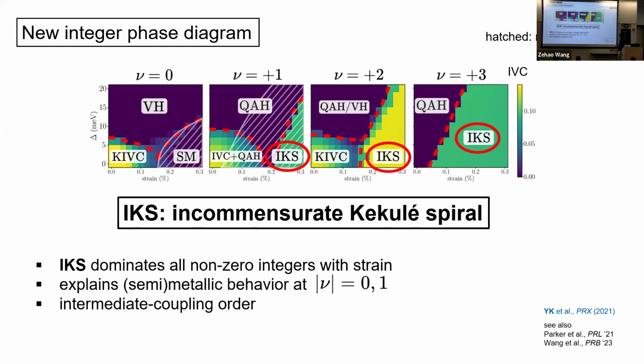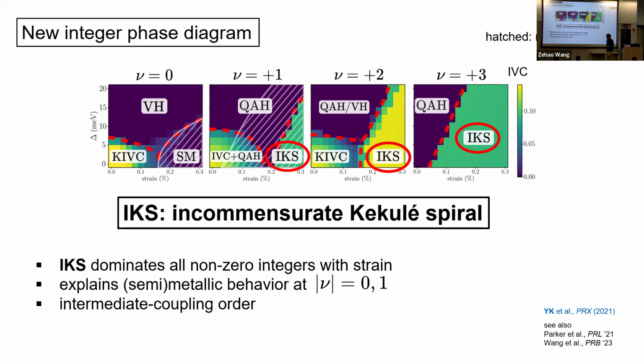So this is something that I addressed a few years ago. This is a Hartree-Fock phase diagram. Let me not get into the details; I don't think I have time. But the main message is that we found this new sort of order, which we call the incommensurate Kekule spiral, or IKS. You can ask me later what all these words mean. Basically, we found that for a small amount of strain, this new order seems to dominate the phase diagram.